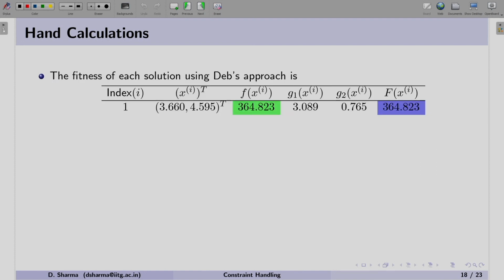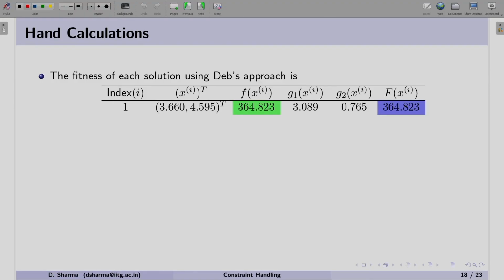If we follow the same procedure for all of the solutions, then we can find the fitness. So, let us see one by one in a table. Here, the fitness of each solution using Deb's approach is as follows. We have solution 1, which is a feasible solution. Therefore, the objective function value and the fitness value are the same.